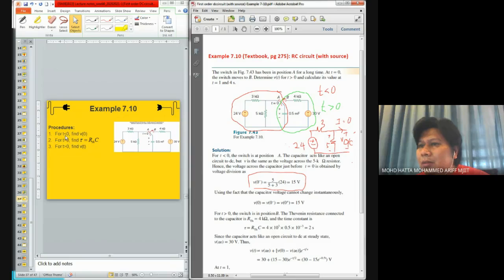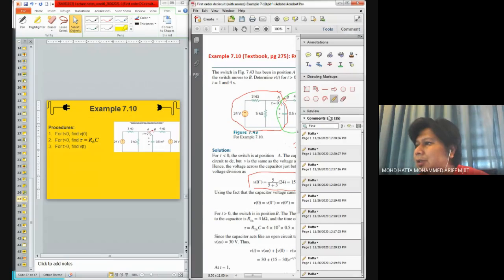Now, step number 1, or procedure number 1, is finished. Okay. Procedure number 2, we try to analyze the circuit for t greater than 0.